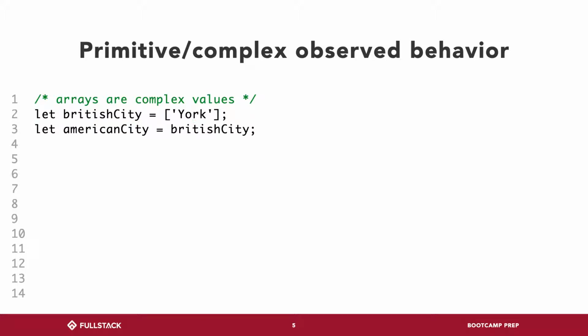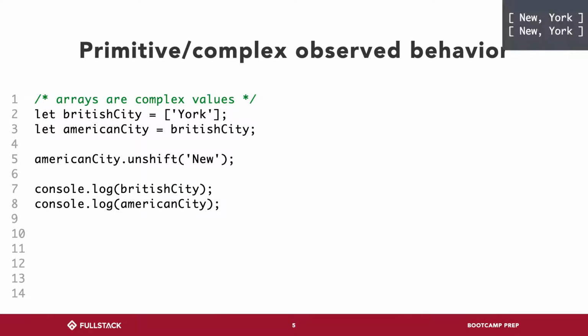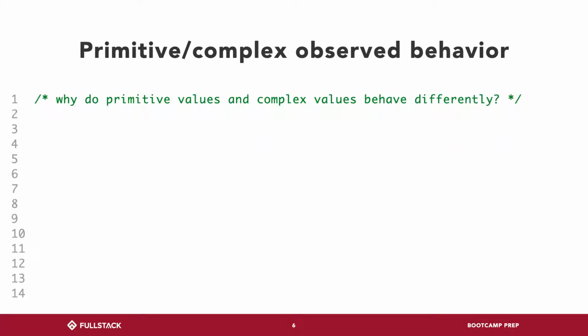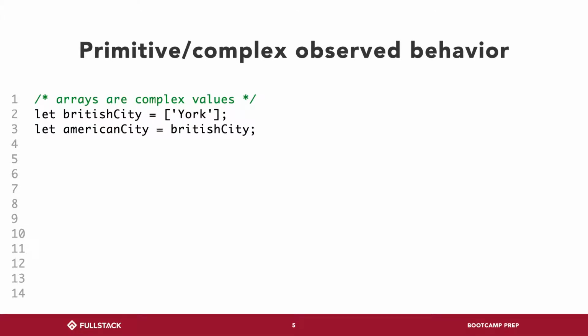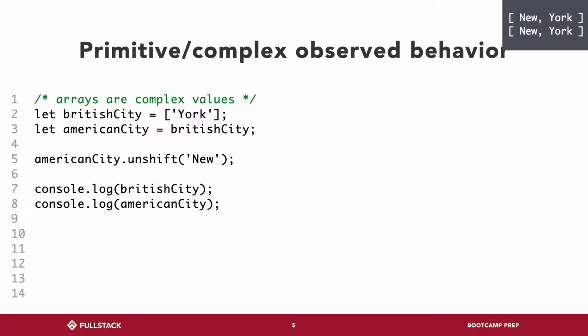So arrays are complex values. If you say let British city is equal to an array with a string York in it, one thing in there, at index 0 it's York, and then you say American city dot unshift new, you pass in new to American city, console log British city, and console log American city, they're the same thing because they're pointing to the same array in memory. Does everyone understand? I just showed you guys this before. This is the same example I just typed out for you, right?